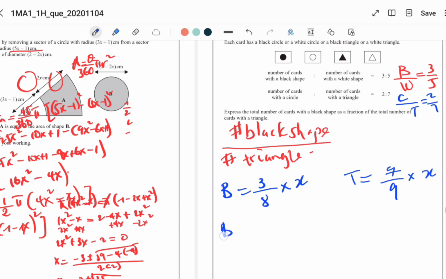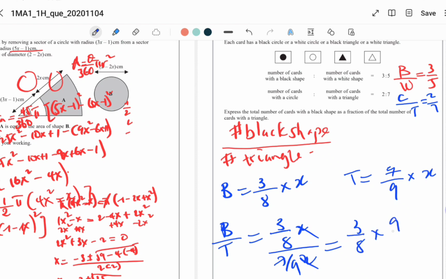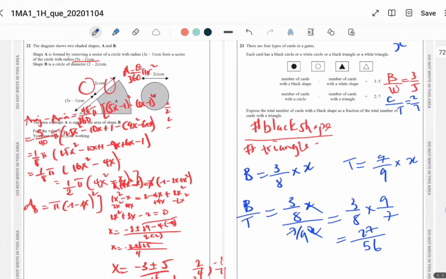So if we want to find B over T, we're going to have to do 3/8 X over 7/9 X, which is basically the X cancelling out, 3/8 times 9/7. If you keep change flip, or keep flip and change, KFC, you're going to have this, and that should give us 27/56, and that's the answer.